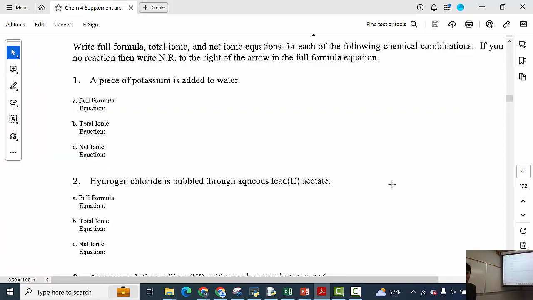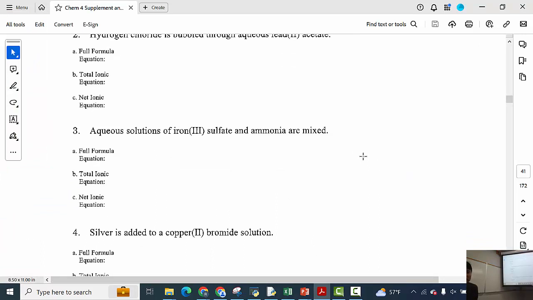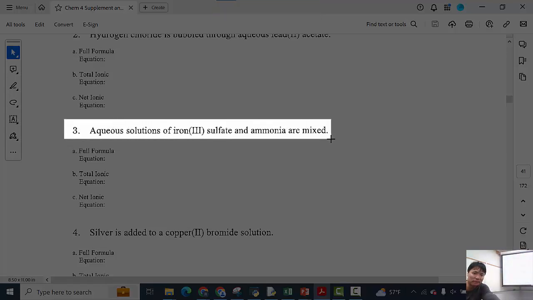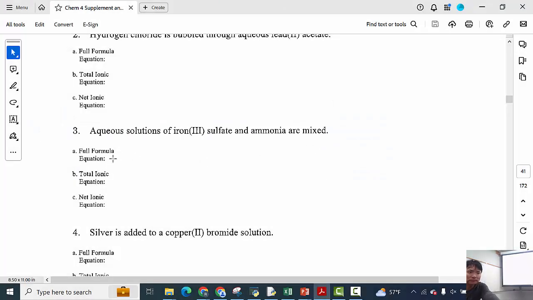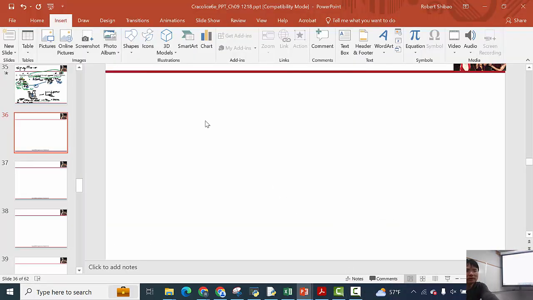Okay, let's take a look at the next reaction. Number 3. This is from the supplement. And what they want you to do in the supplement is to do the full formula equation, which I call the complete equation, complete formula. The total ionic equation, which I call the ionic equation, and the net ionic equation, which I call the net ionic equation. So let's do that for this next reaction here.